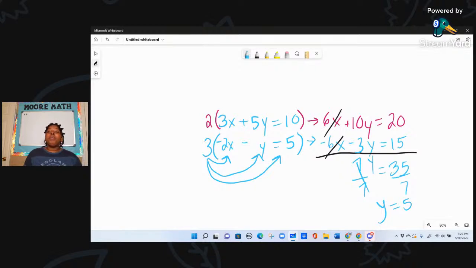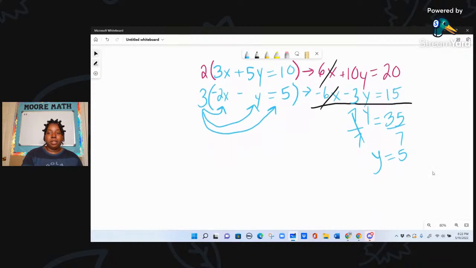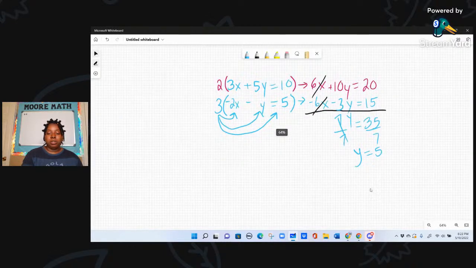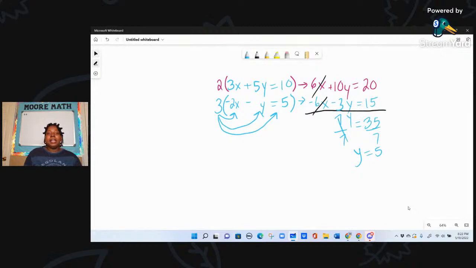Okay, if I know what y equals, let me pull this up. I'm gonna make it a tad bit smaller so you can still see everything. I can go back to the original equation. Okay, right here. And it doesn't matter which equation you choose. You could have done the negative 2x minus y, right? I like working with positive numbers, so I'm just going to start with the top equation. So the top equation says 3x plus 5y equals 10. We just found out that y equals 5.